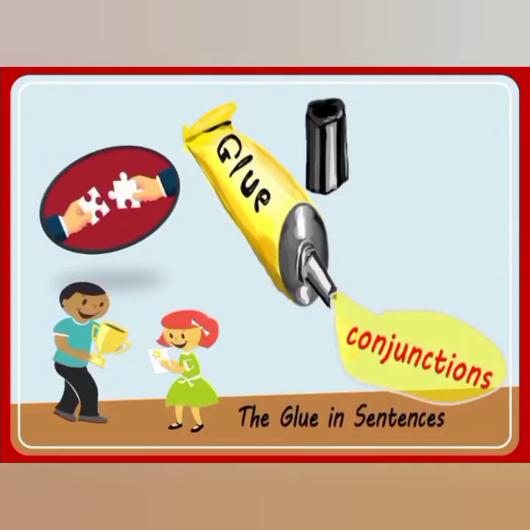Or in other words, we can say that conjunctions are the glue in the sentences. For example, you people use glue or Fevicol to paste two things, two papers or any two things. Similarly, conjunctions are the glue in the sentences which help to paste either two words or two sentences.